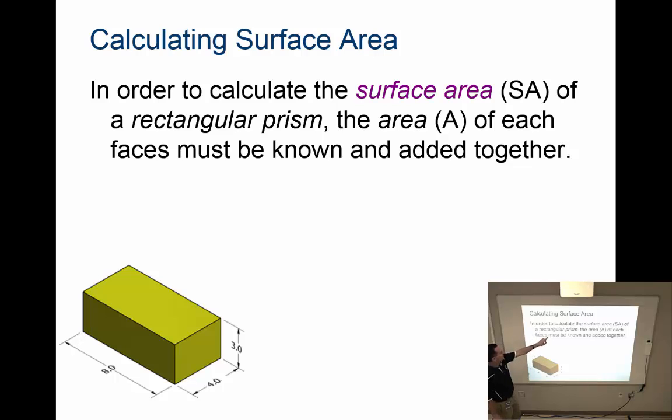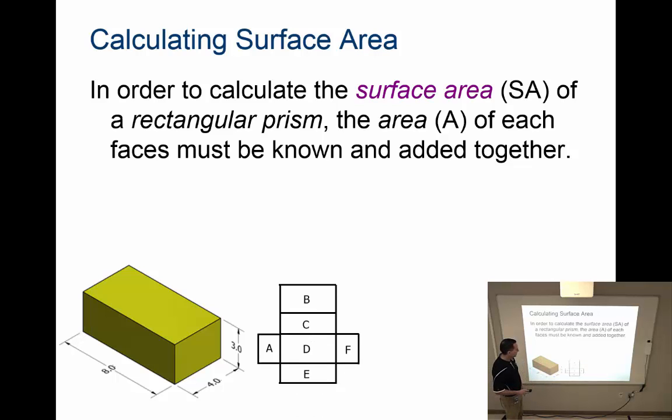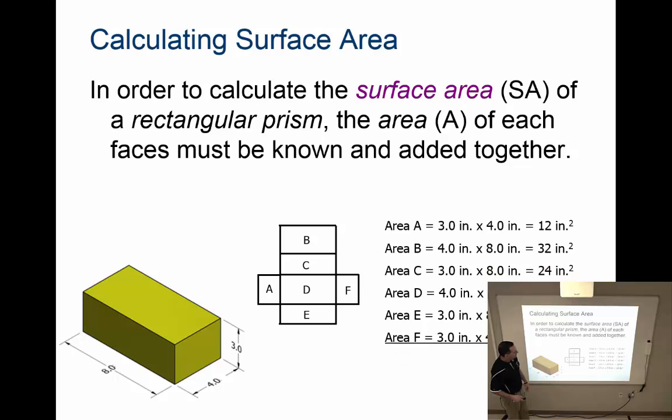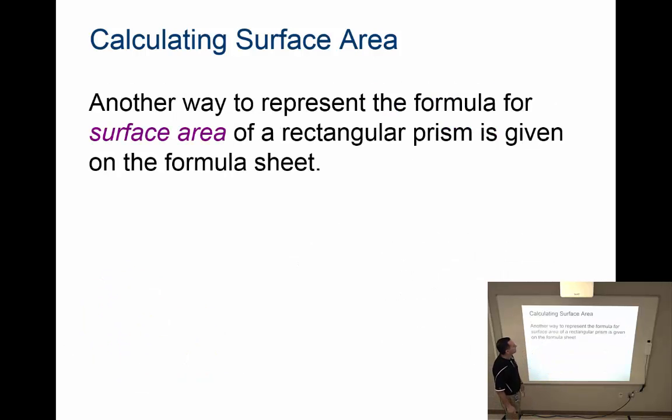In order to calculate the surface area of a rectangular prism, the area of each of the faces of this prism must be known and then added together. So I would calculate the area for each face and add that together. I can envision taking this, let's say, hollow object apart and looking at what it would be unfolded. So calculate the area for each of the faces A through F based on the measurements given here, and then total all those up to get a surface area of 136 inches squared.